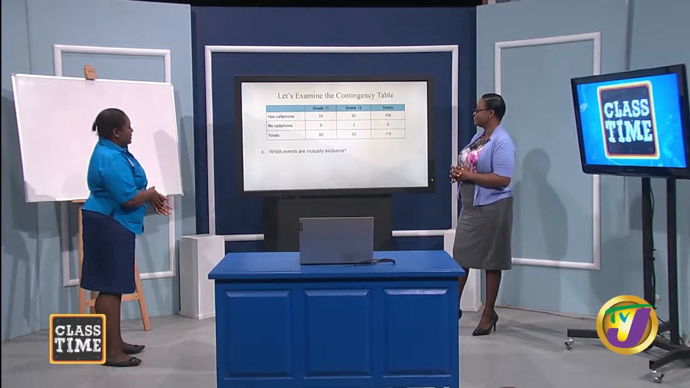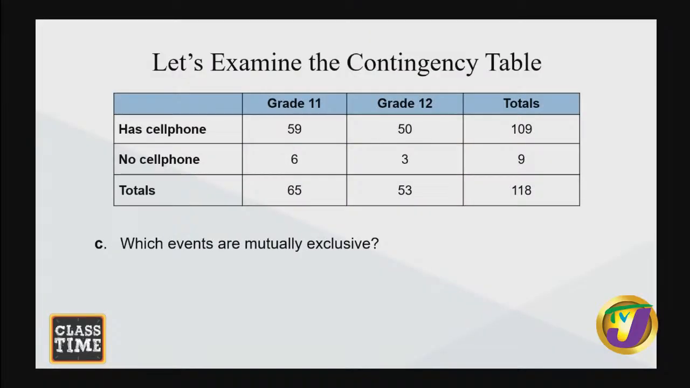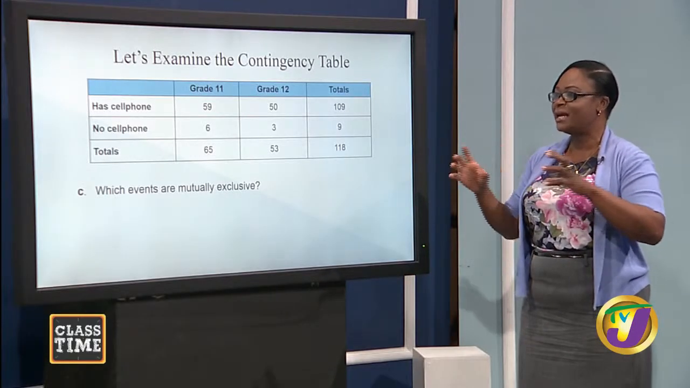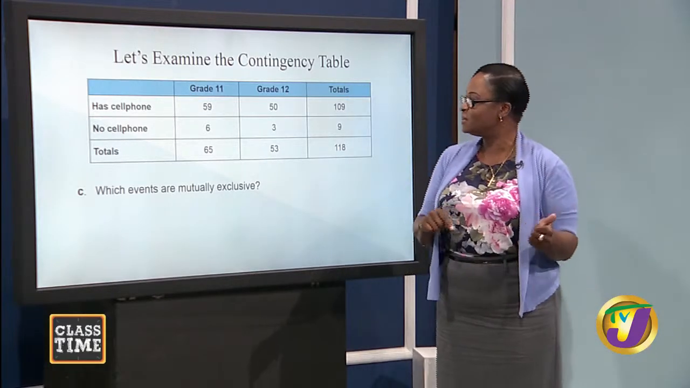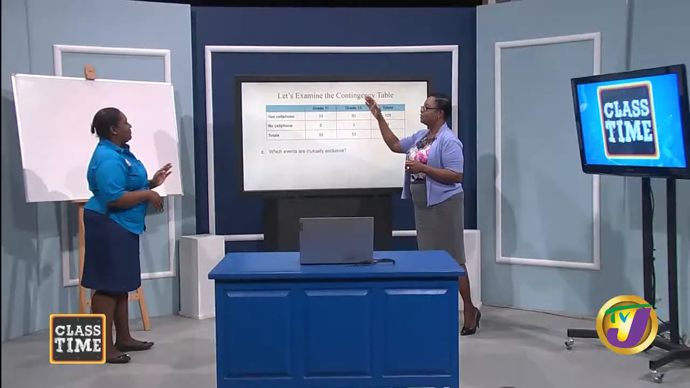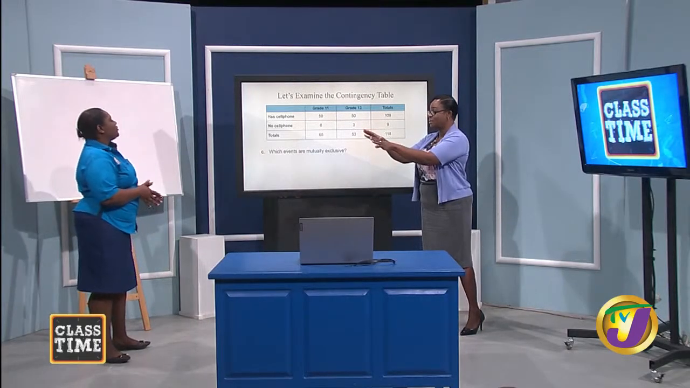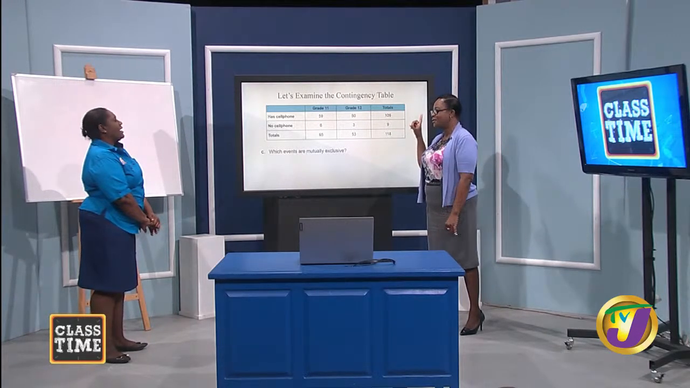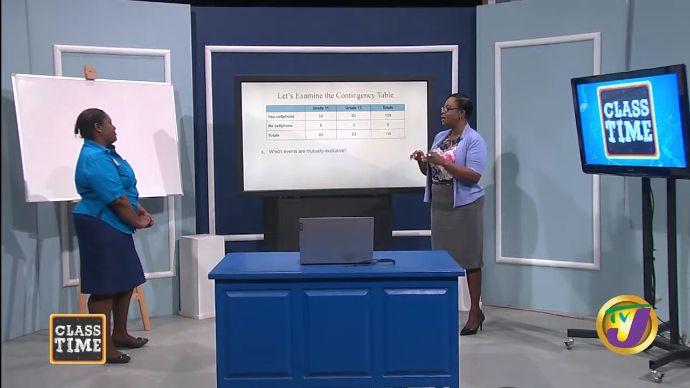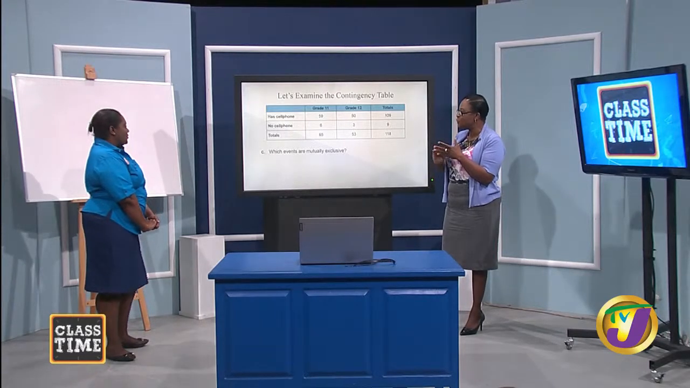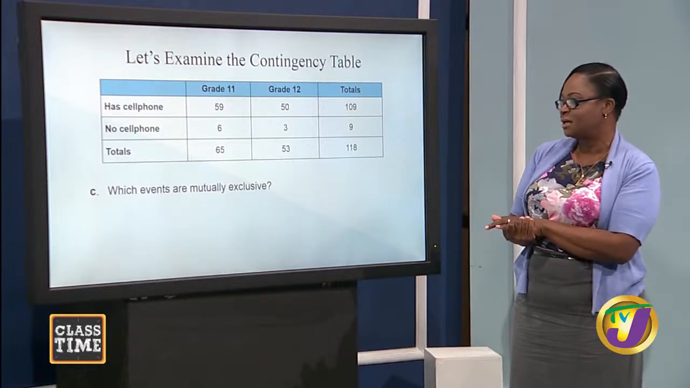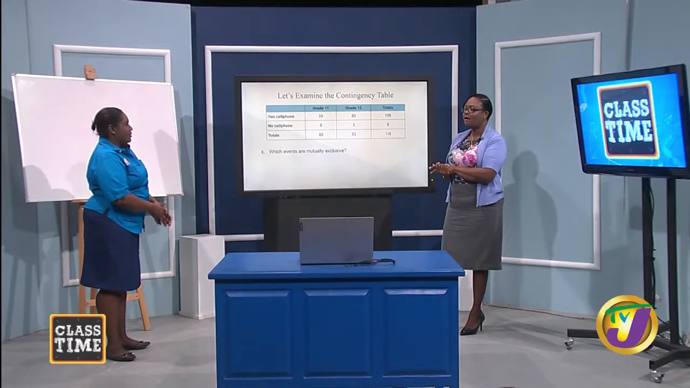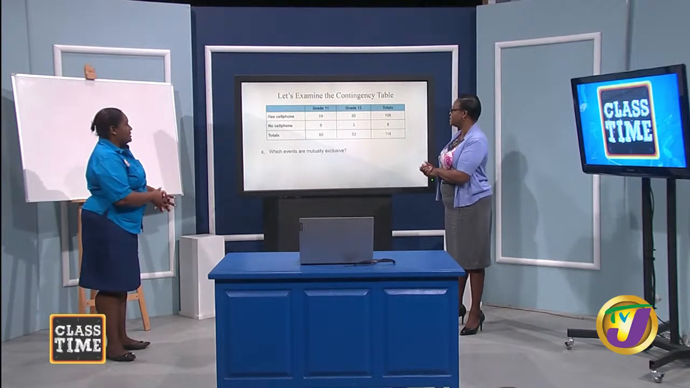Let's examine the contingency table. It's the same question, but part C: which events are mutually exclusive? Remembering that mutually exclusive events cannot happen at the same time, as we discussed earlier, you cannot be in grade 11 and grade 12 at the same time. So that's mutually exclusive, one pair of events. And you cannot have a cell phone and not have a cell phone at the same time. So there are 2 pairs of mutually exclusive events summarized in this contingency table.